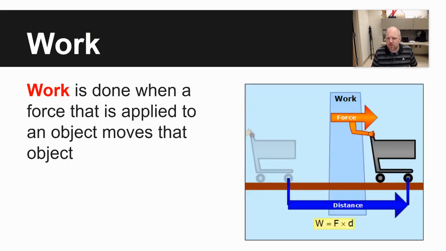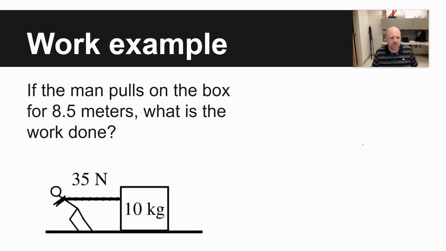Finally, the most difficult of the bunch, work, is sort of an accounting for energy sometimes. Work is done when a force that is applied to an object moves that object. And so work is equal to force times distance. It's one way that you can calculate work. It says if the man pulls on the box for 8.5 meters, what is the work done?